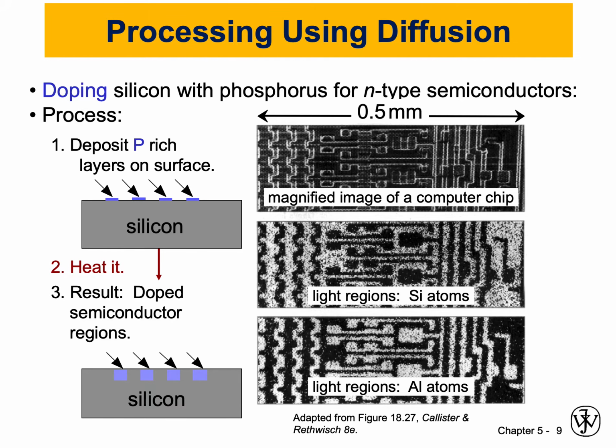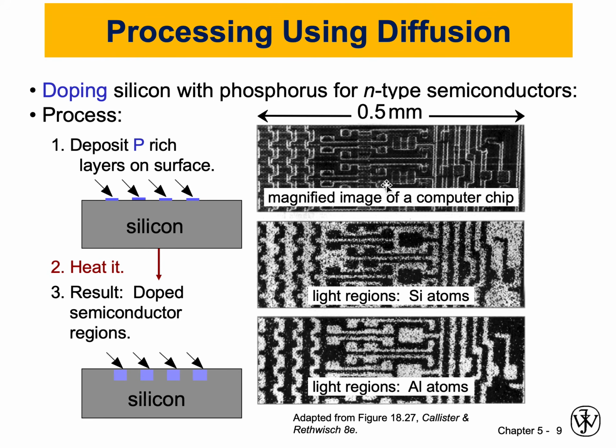One example that illustrates this process is silicon with phosphorus to create N-type semiconductors. If you look here, we have a silicon block. We deposit phosphorus-rich layers on the surface, and after heating, the phosphorus atoms will diffuse inside the silicon, and we call these doped semiconductor regions, where the phosphorus diffuses and distributes inside the silicon to form a new structure. This is continuously used in semiconductor processing and manufacturing.